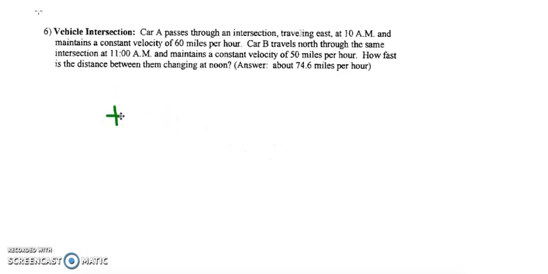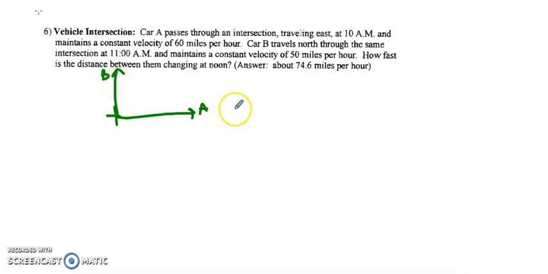So car A passes through traveling east at 10 a.m. So this is car A headed along this trajectory. And at the same time, car B is traveling north through the same intersection. So there's car B headed north. Now, car A passed through at 10 a.m. Car B passed through at 11 a.m.